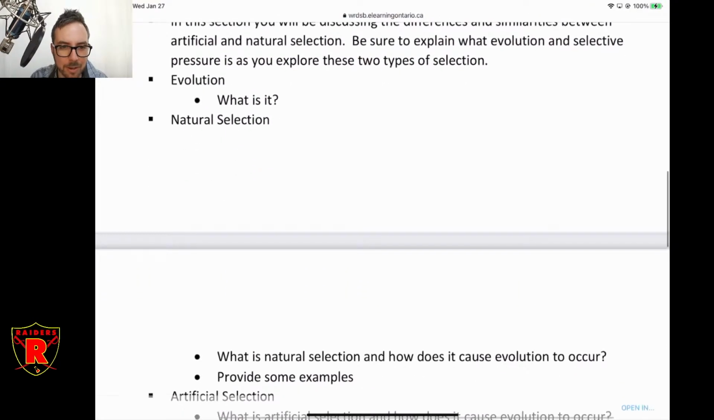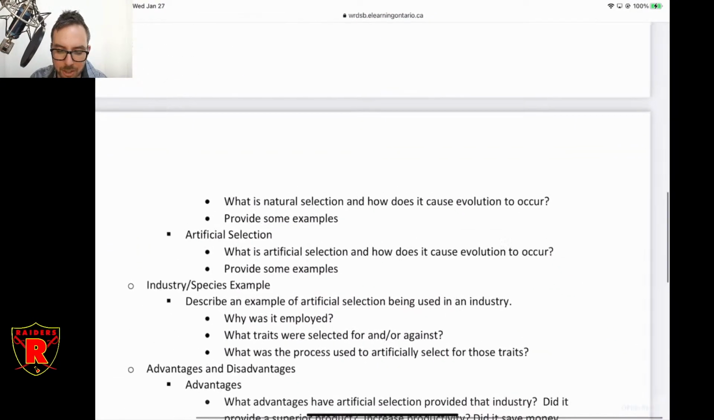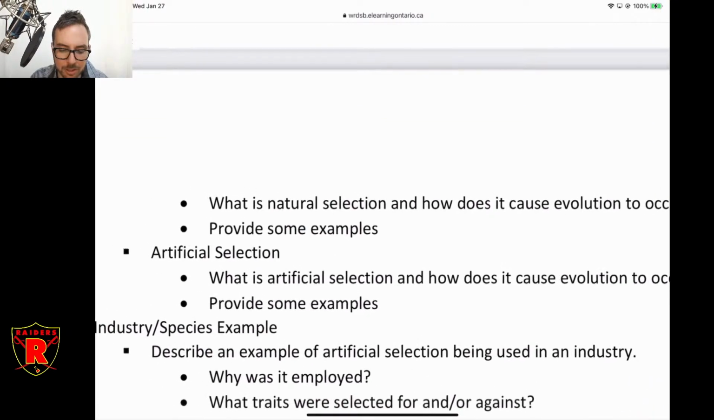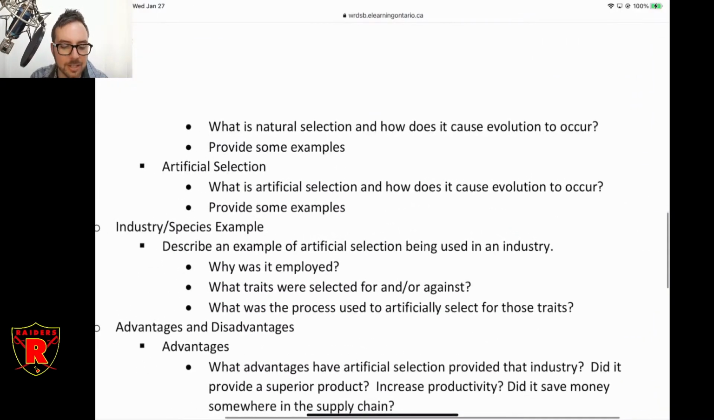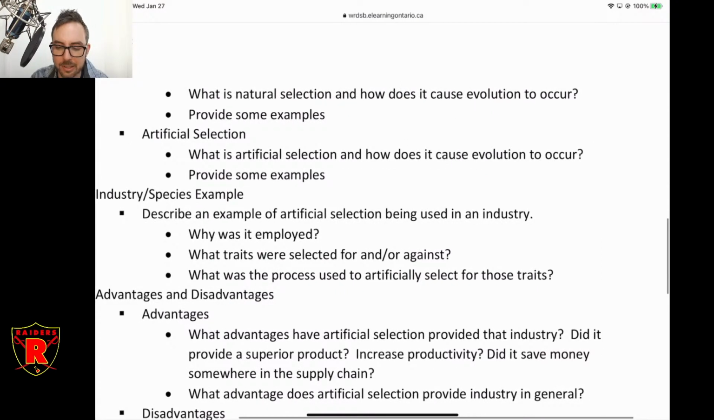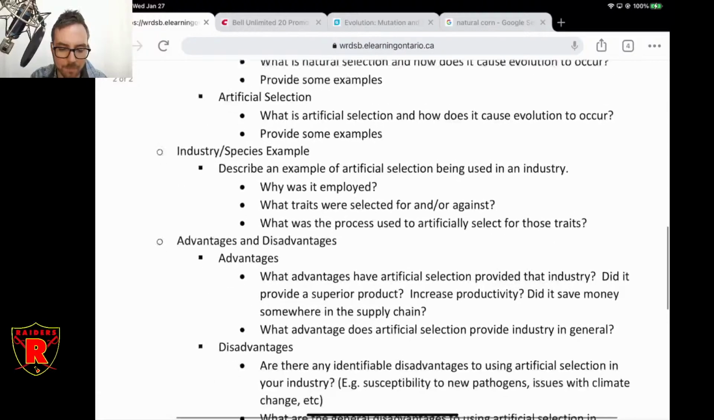So you're going to tell me about evolution. What is it? Natural selection. What is it? How does it cause evolution? Give me some examples of natural selection. Tell me about artificial selection. What is it? How does it cause evolution? What are some examples? Okay, so that covers section 1.